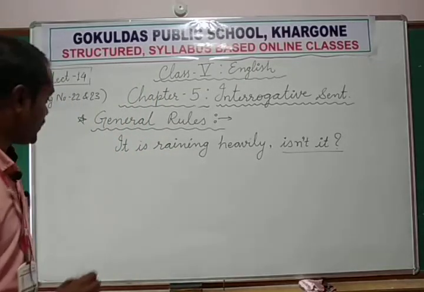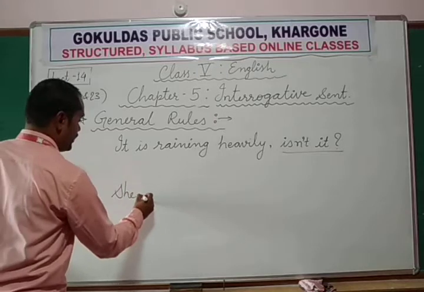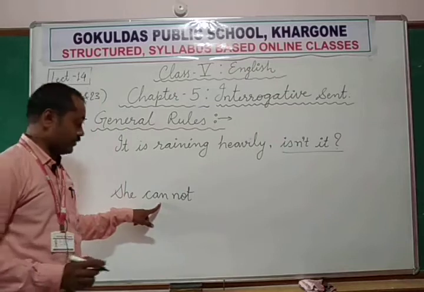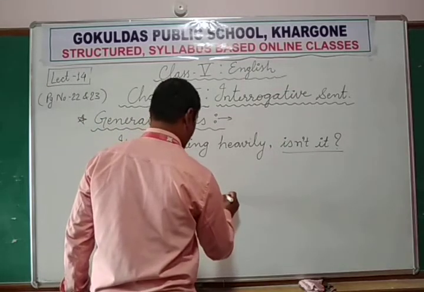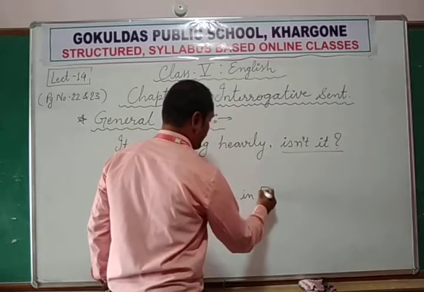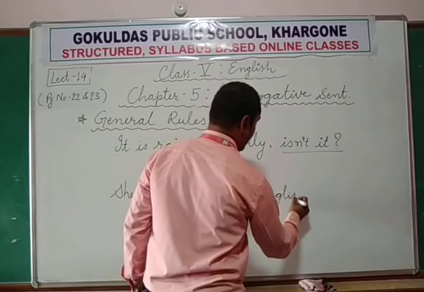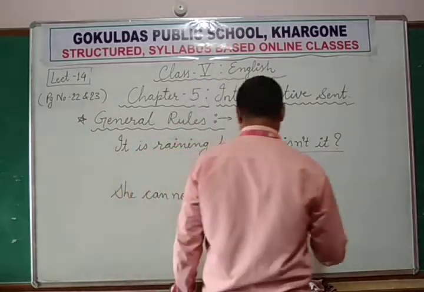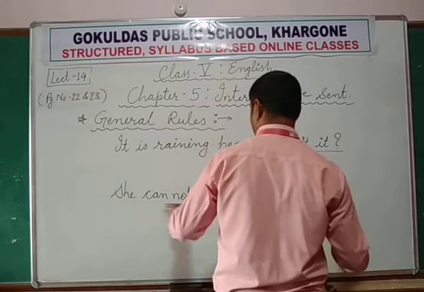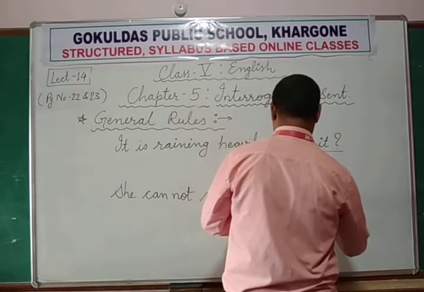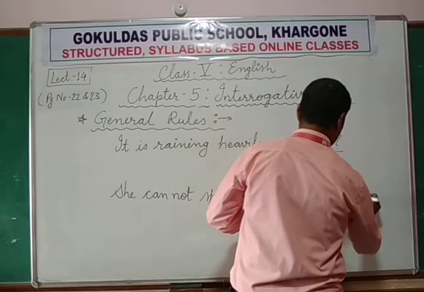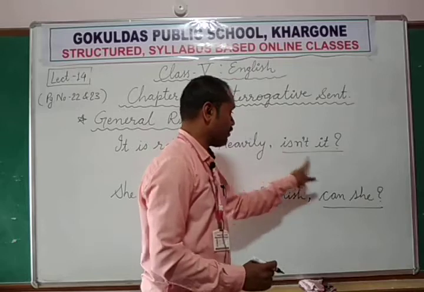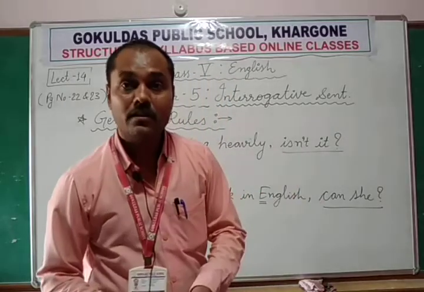She cannot speak in English. Second example, she cannot. Now cannot is a modal verb or helping verb. She cannot speak in English. Now English is the name of a language, a proper name of a language. That is why E is capital here. Okay. Now she cannot speak in English, can she? That is called a question tag. After the comma, the small sentence is called a question tag.